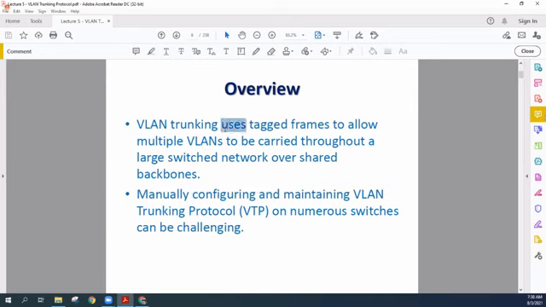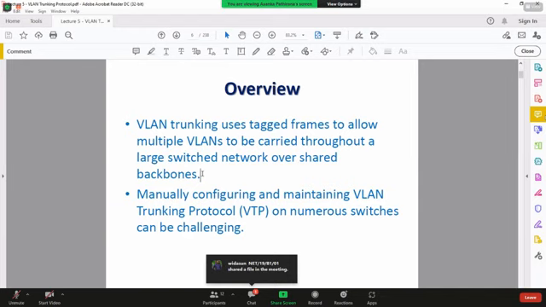Then moving forward, VLAN trunking uses tagged frames to allow multiple VLANs to be carried throughout a large switch network over the shared backbone. That's what we already discussed, and it is understandable now. We will just compare with our postal mail. The postal mail allows you to send the mail.